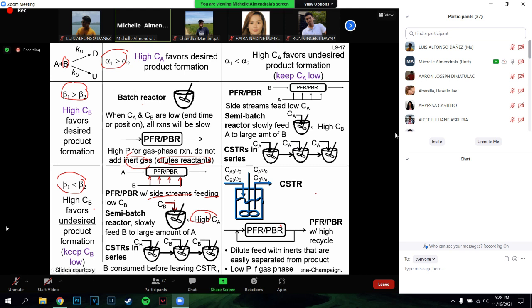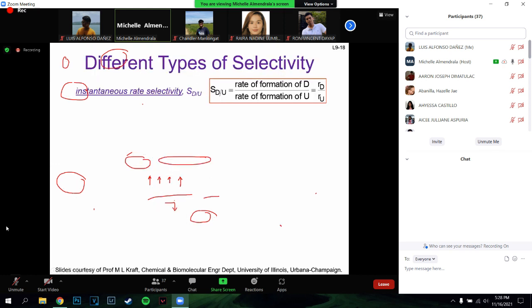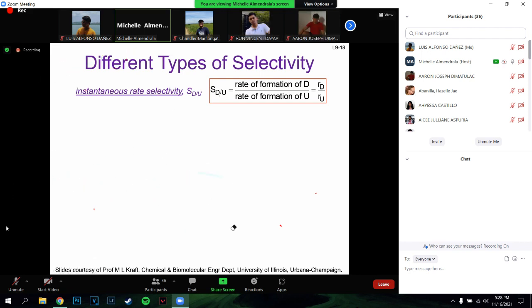So that will be part of the design consideration: the different types of selectivity and so on.